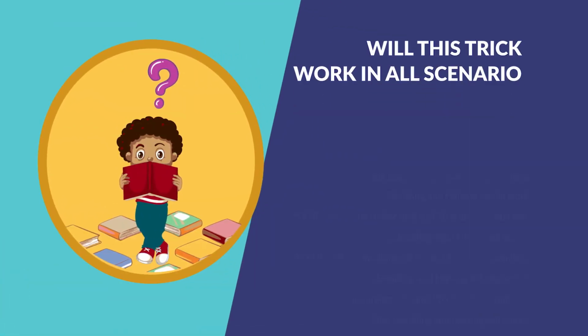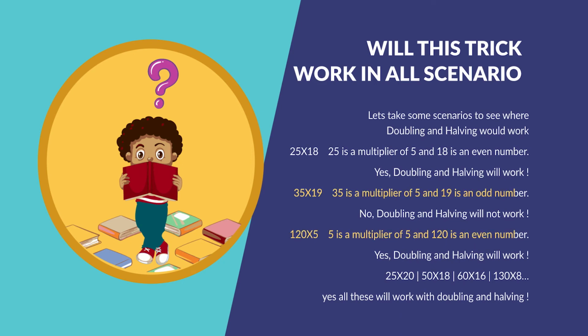Will this trick work in all scenarios? Are we now thinking that halving and doubling may not work in all scenarios? Yes, we are absolutely right. Halving and doubling will work in the scenarios where one is a multiple of 5 and the other number should be an even number. Let's take some scenarios to see where doubling and halving would work. 25 multiplied by 18. 25 is a multiple of 5 and 18 is an even number. Yes, doubling and halving will work.